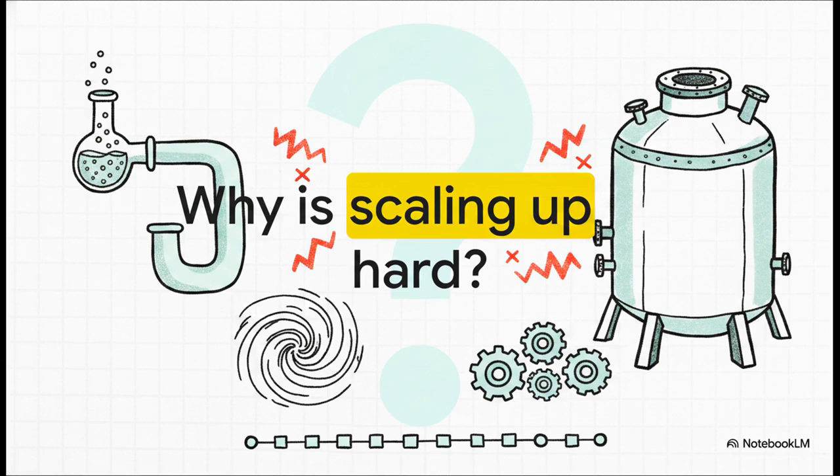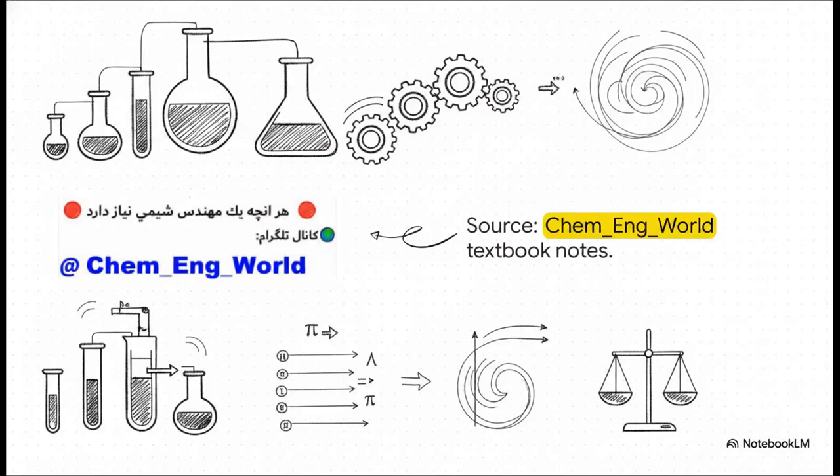Why can't we simply take a chemical reaction that works perfectly in a little beaker and just build a proportionally giant tank for the factory? Why does scaling up a process present such massive hurdles that can literally ruin an entire production line? To get to the bottom of this, we're drawing directly from some foundational textbook notes shared by the chem_eng_world community. And these texts point out a pretty harsh reality about process engineering.